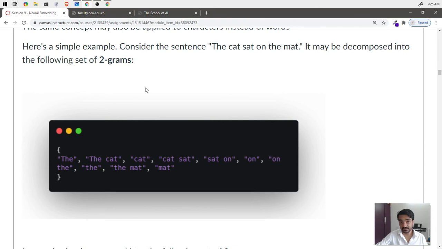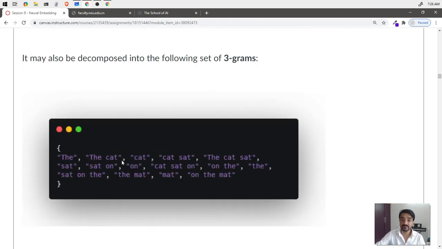So if you have 3 gram, for example, then you will have 2 gram and 1 gram also inside that. So we'll have the cat sat, and so on, right? So please remember that this is what we do.